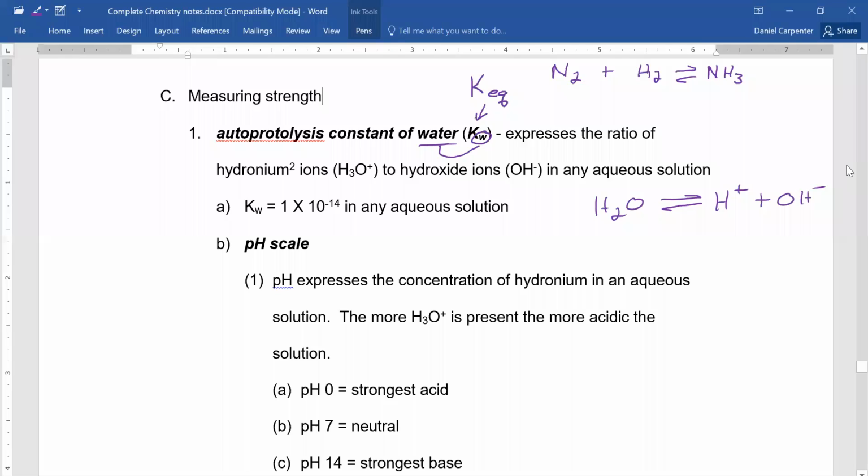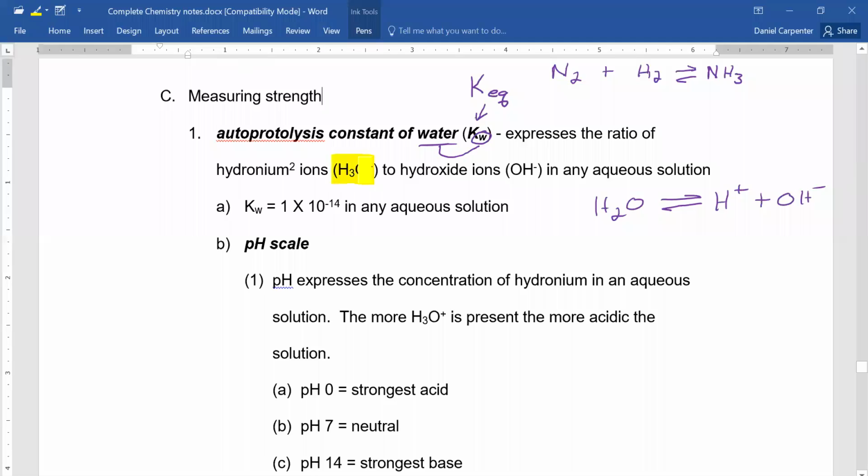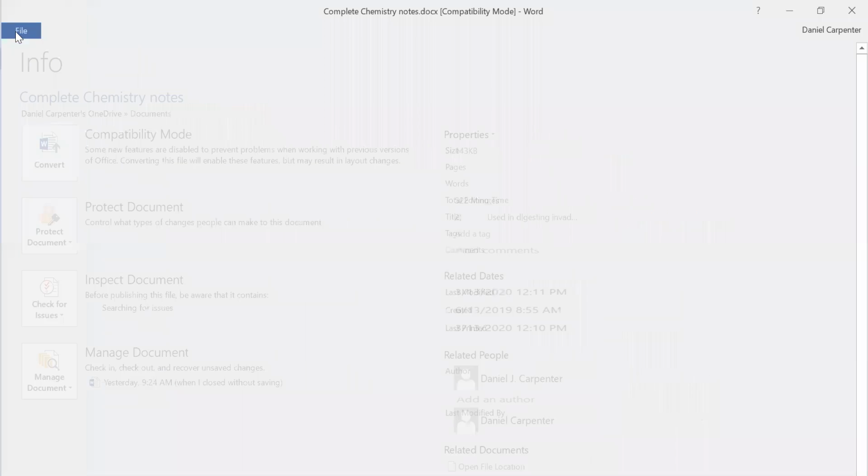Now, I need to point something out to you folks right now. Notice this right here, H3O plus, which you are supposed to remember from your polyatomic ions. It is the hydronium ion. There's a footnote. That's what that little 2 right there is. At the bottom of the page, you can look down. I'm not going to scroll down.